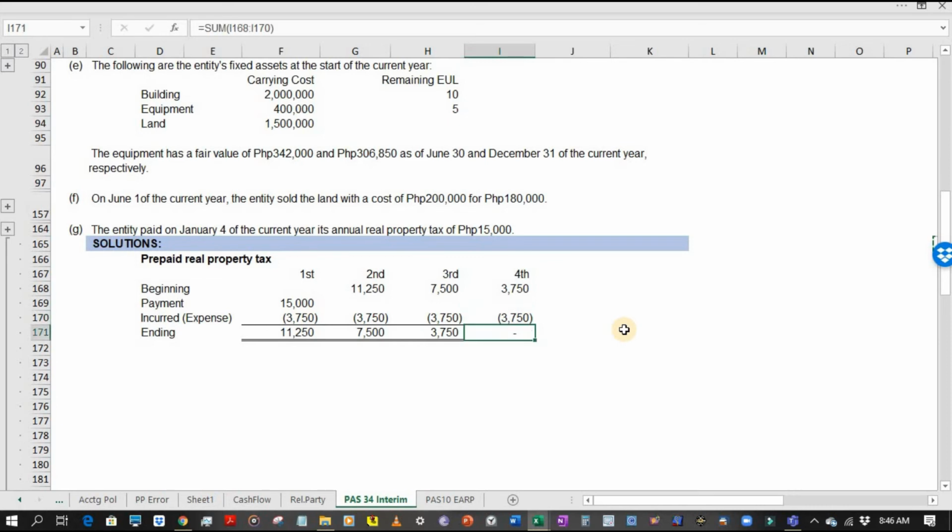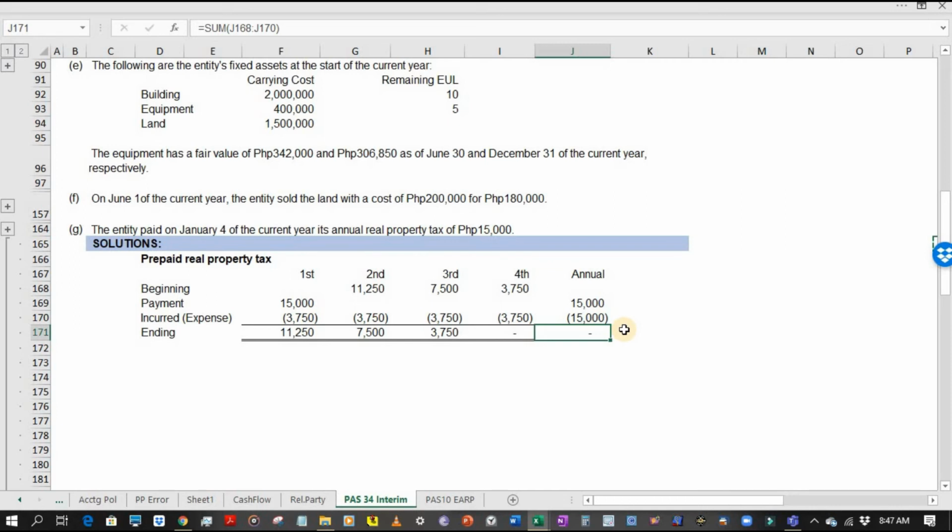And by the end of the year, there will be no balance that will appear in the statement of financial position as a prepaid real property tax, because the prepaid real property tax has already been expensed throughout the 4 quarters of the year. And for annual reporting purposes, of course, the payment of 15,000 will be expensed in full. That is why there will be no prepaid real property tax in the December 31 statement of financial position.